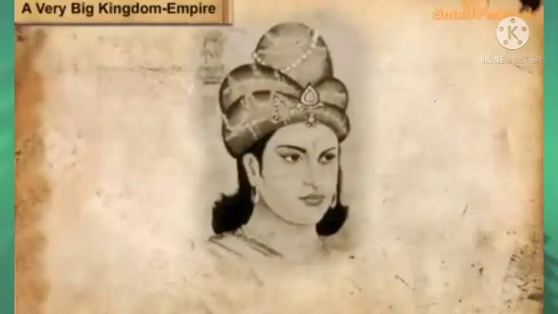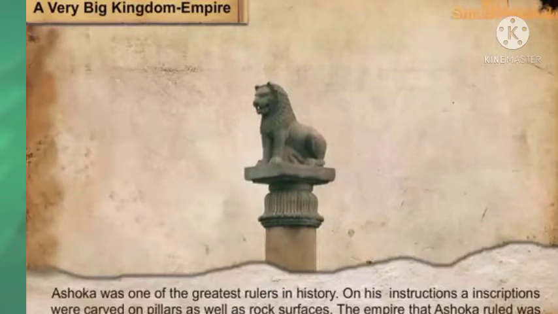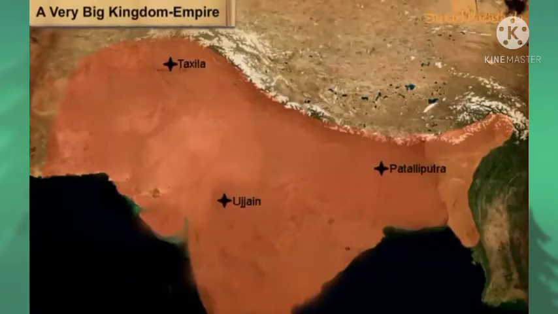Ashoka was one of the greatest rulers known to history, and his inscriptions were inscribed on pillars as well as on rock surfaces. Before we find out what was written in this inscription, let us see why this kingdom was called an empire. An empire is a kingdom which is spread over a vast area and is much larger in size than a kingdom. The ruler of an empire is called an emperor.